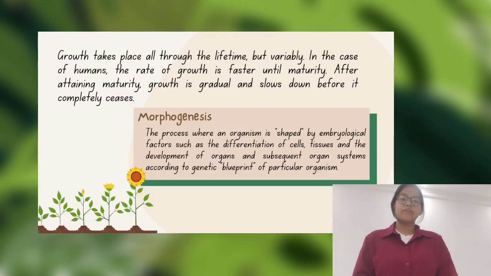Growth pattern and morphogenesis. Growth takes place all through the lifetime, but variably. In the case of humans, the rate of growth is faster until maturity. After attaining maturity, growth is gradual and slows down before it completely ceases. Morphogenesis is the process where an organism is shaped by embryological factors such as the differentiation of cells, tissues, and the development of organs and subsequent organ systems according to the genetic blueprint of a particular organism.